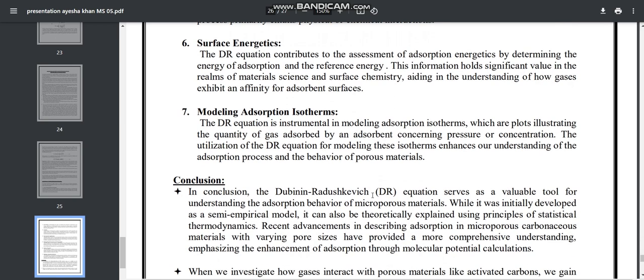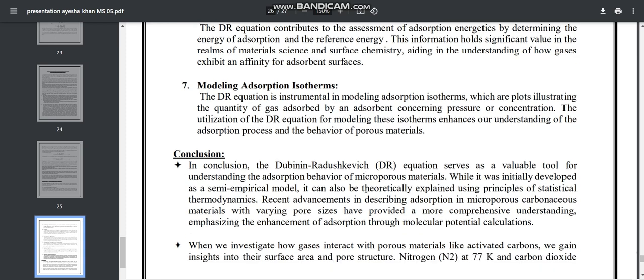The last one is modeling adsorption isotherms. The DR equation is an instrument in modeling adsorption isotherms, which are the plots illustrating the gas quantity adsorbed by an adsorbent. It is concerned with its pressure and its concentration. The utilization of the DR equation for modeling these isotherms enhances our understanding of the adsorption process and behavior of these porous materials. And now finally we have the conclusion.